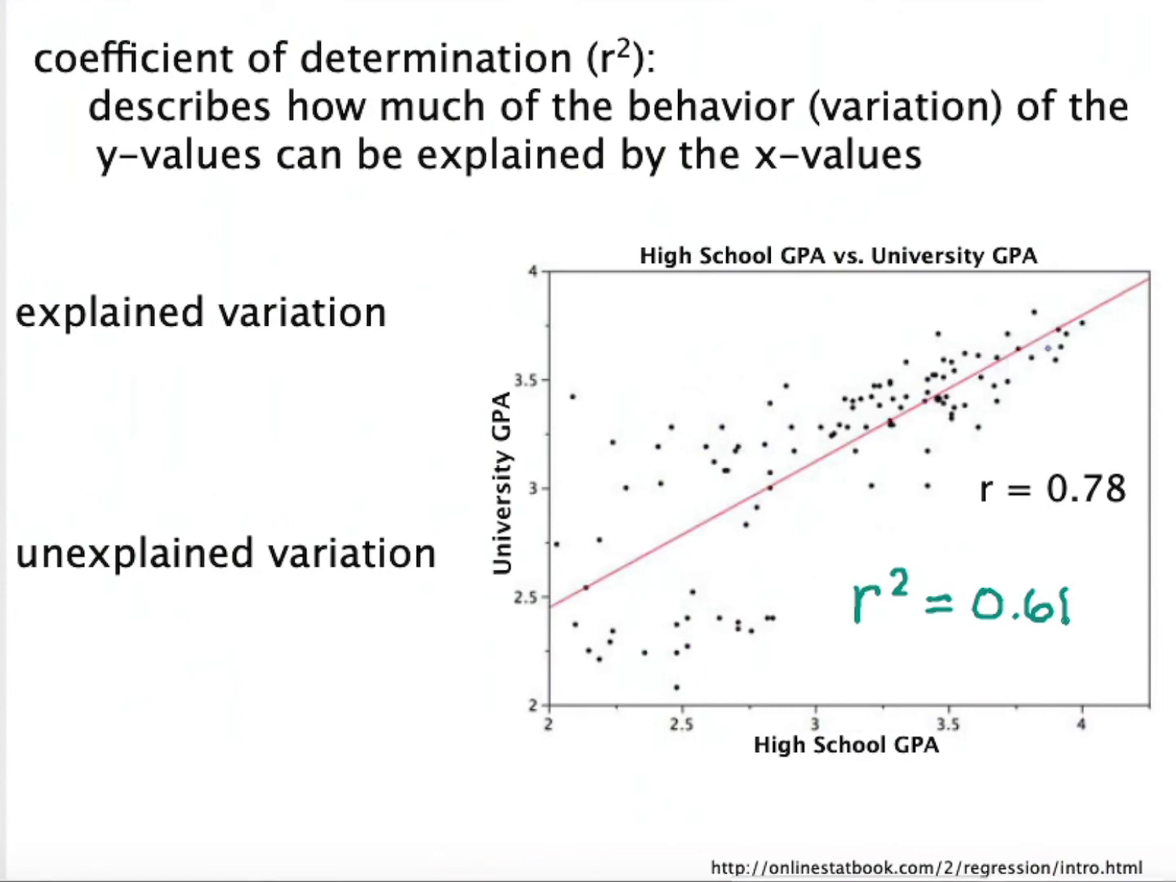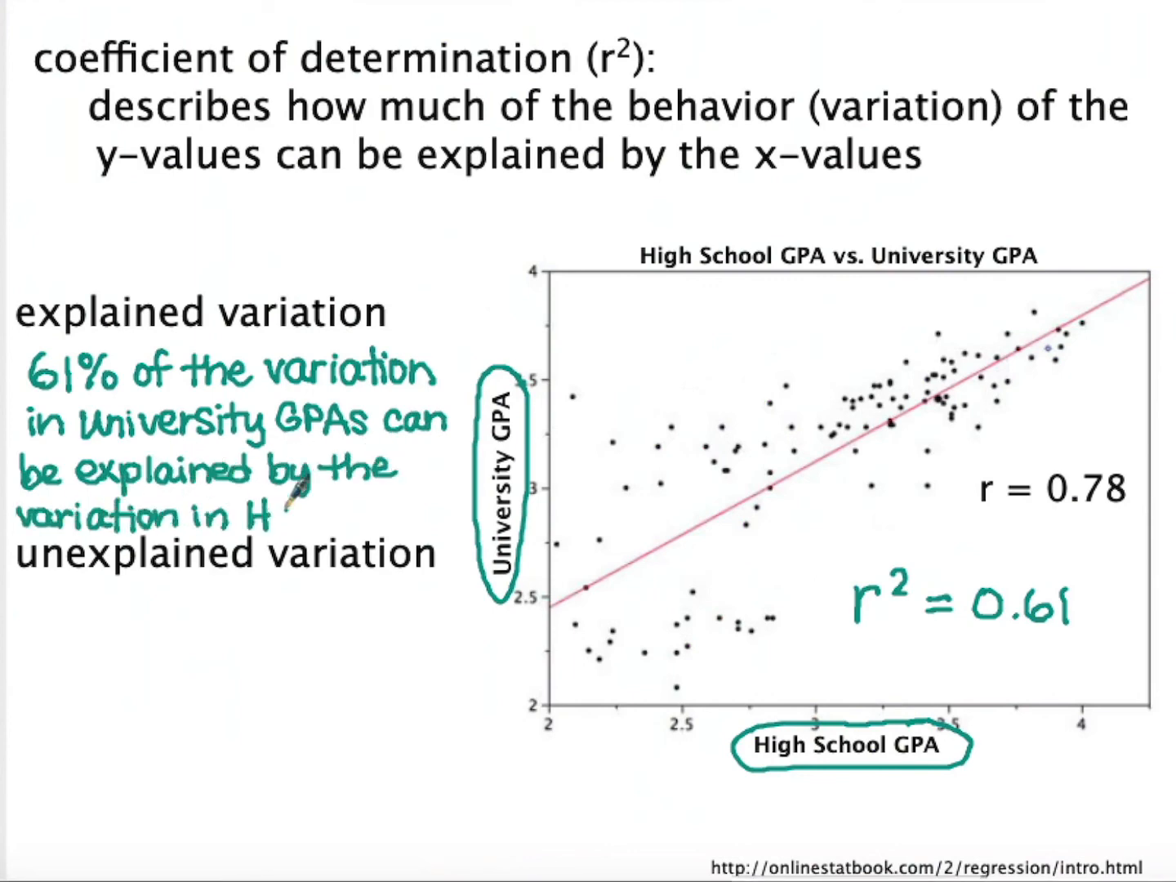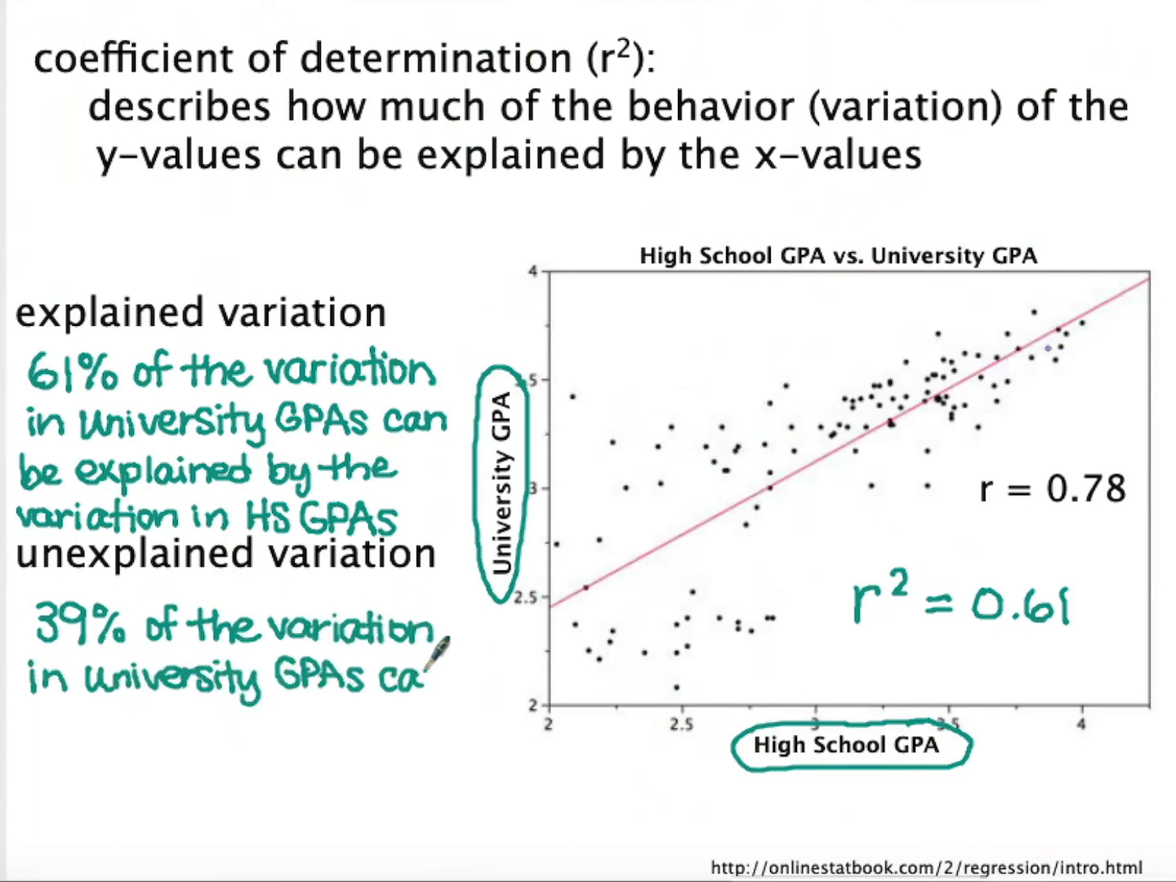For explained variation, we are going to say that 61% of the behavior of the y variable can be explained by the x value. 61% of the variation in university GPAs can be explained by the variation in high school GPAs. On the flip side, we say that 39% of the variation in university GPAs cannot be explained by the variation in high school GPAs. That's the unexplained variation.